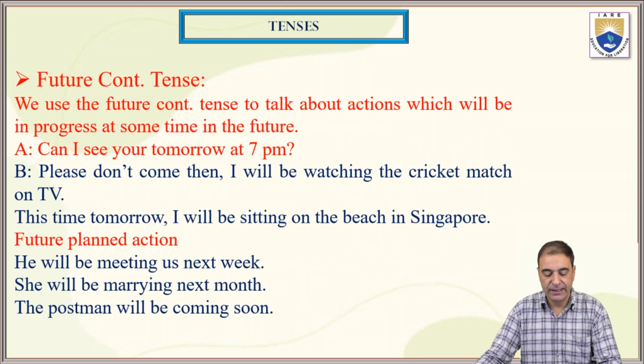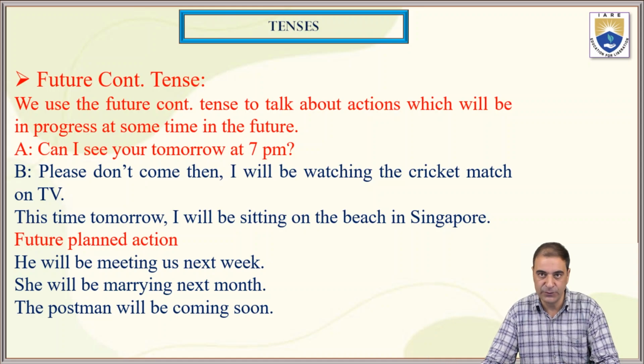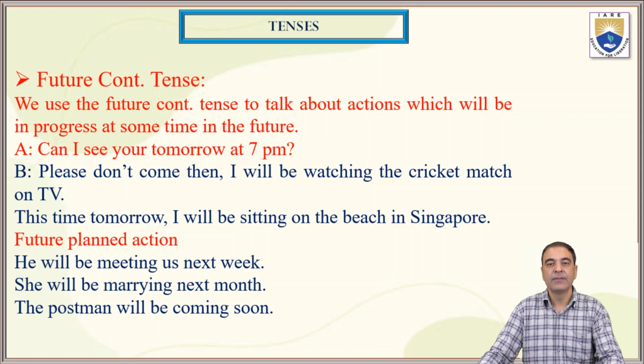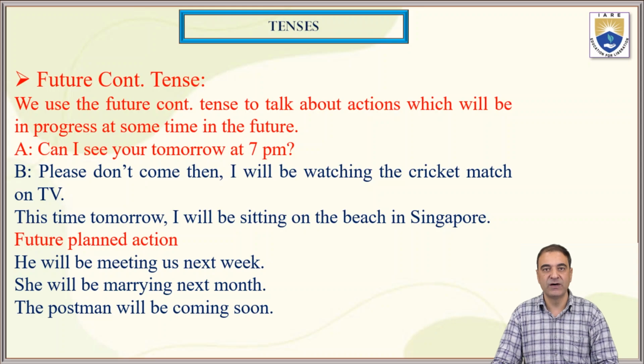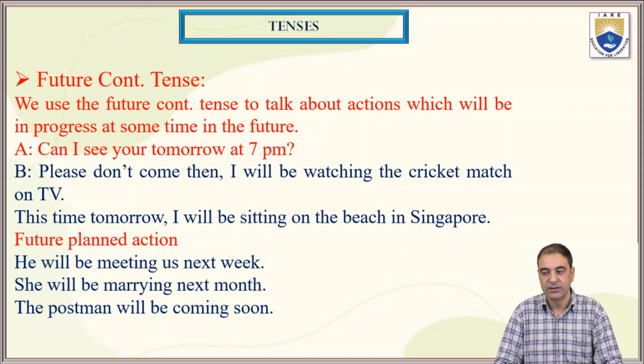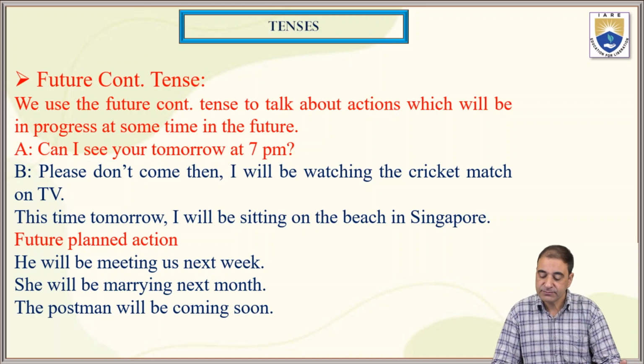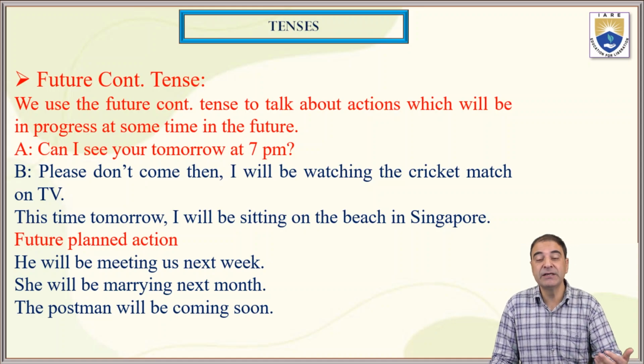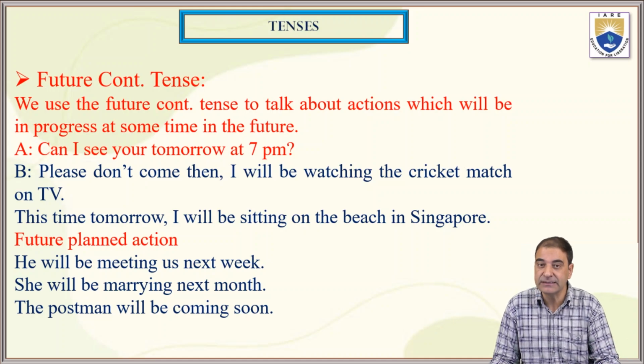And next one, we have the future continuous tense. We use the future continuous tense to talk about actions which will be in progress at some time in future. Here, you need to understand two words. One is future and the second one is continuous. Here I am talking about a future event, but that future event is continuous or in progress or incomplete. That's why we call it future continuous. An action which will be in progress or continuous or incomplete in future.